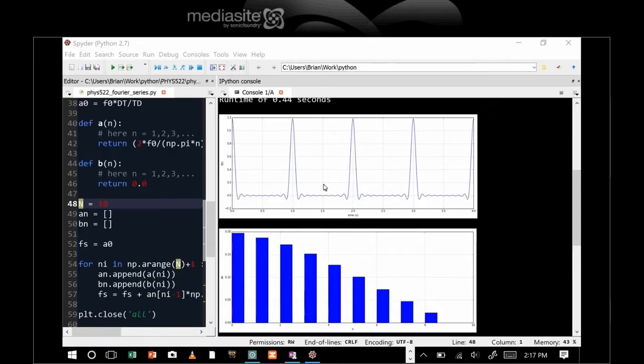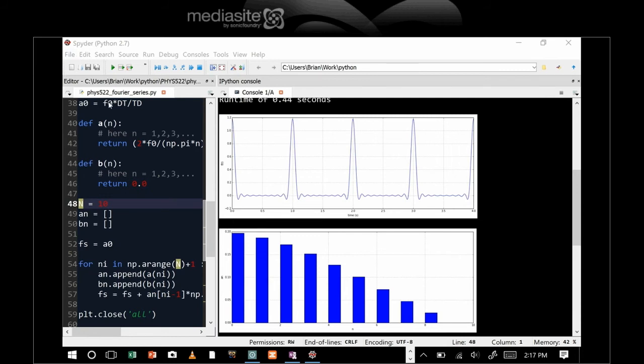Now, what I'd like to do is look at the Fourier series representation of that square wave as a function of the number of terms. Remember, in real life, we can't have an infinite number of terms. The more terms, the better. Fourier series are very useful for numeric representations of periodic functions.